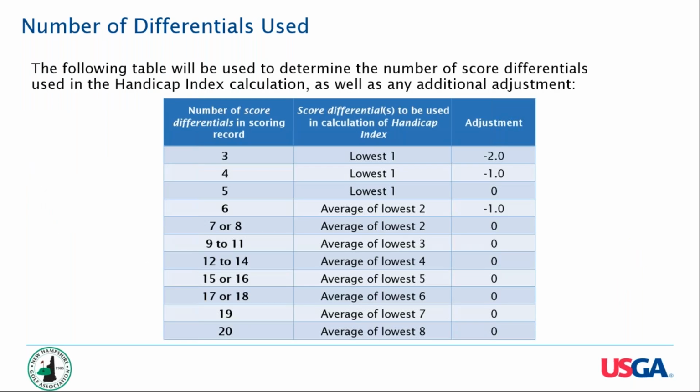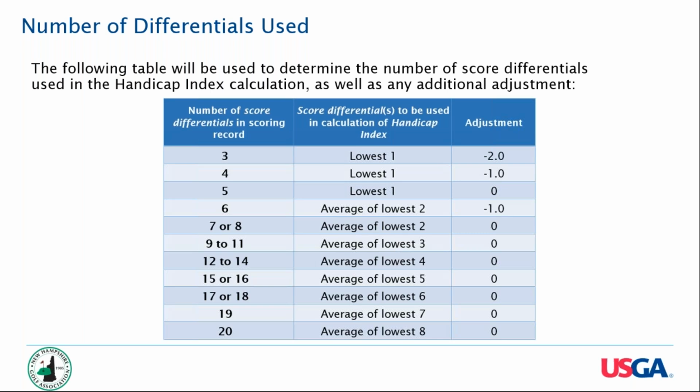So, the number of differentials being used. This chart is in the rules of handicapping, but I'll talk about it a little bit here. Basically, you're taking how many scores a player has. If they have 3, 4, or 5, we're using the lowest one differential in their record. And then we're taking that adjustment. That adjustment column is new. It acts as a safeguard to ensure the field is protected from players with minimal scores.